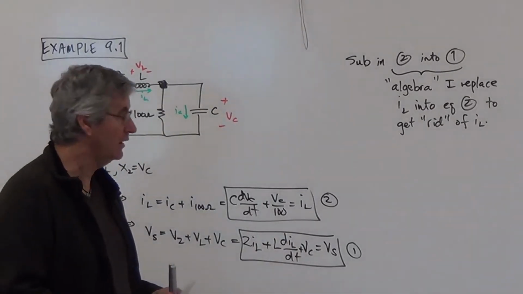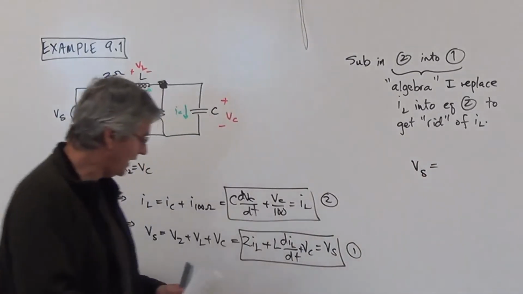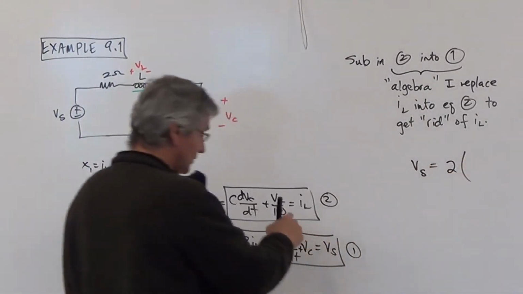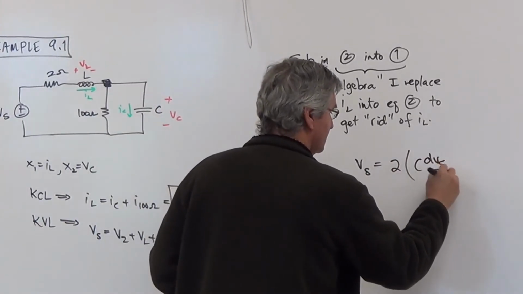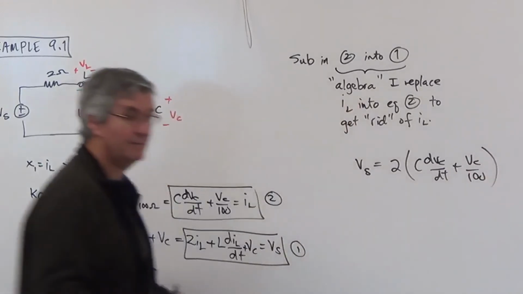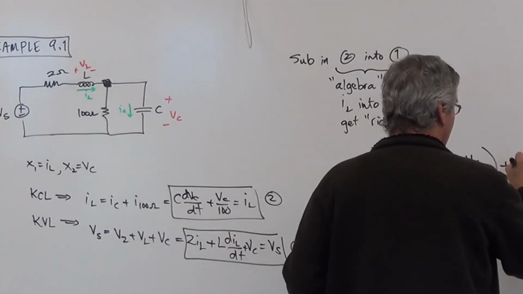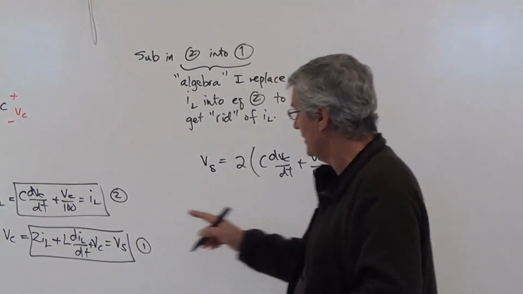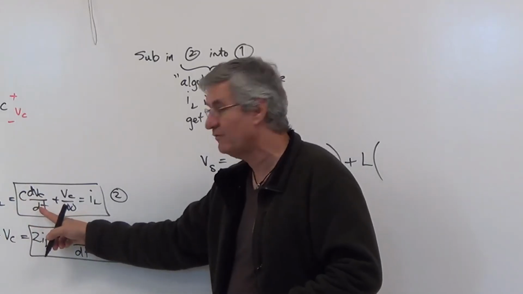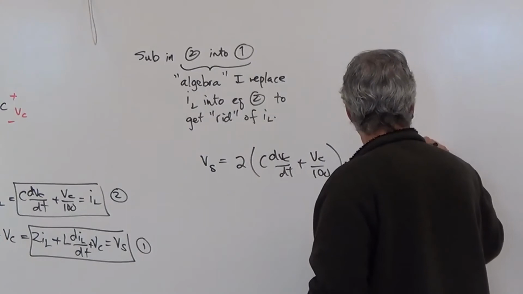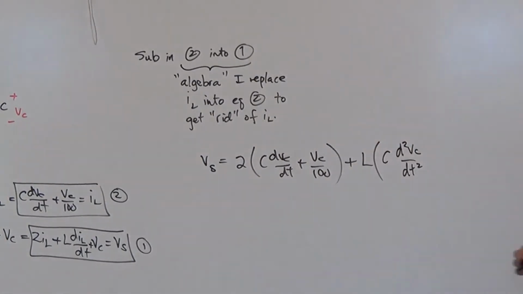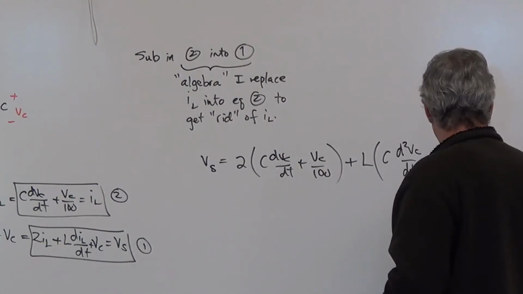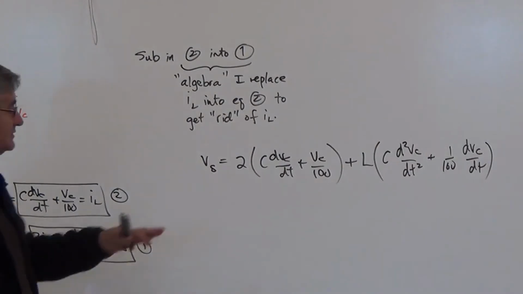So we plug that guy into here, and here we go. So I get VS, right? I see I got IL here, I got IL here, so I'm going to plug those guys right in. So then I'm going to get what? 2IL, so here's IL, so I'm going to get C dV/dt plus VC/100. Then I get the second term here. I'm going to get plus L, and then I got to take the derivative of this whole thing now. So it's got to be what? The derivative of the first term is going to give me C, the second derivative of VC. So I'm going to get C, there's the first term, and then I take the derivative of this guy now, which will be dV/dt over 100. So now you see that everything is in terms of VC.